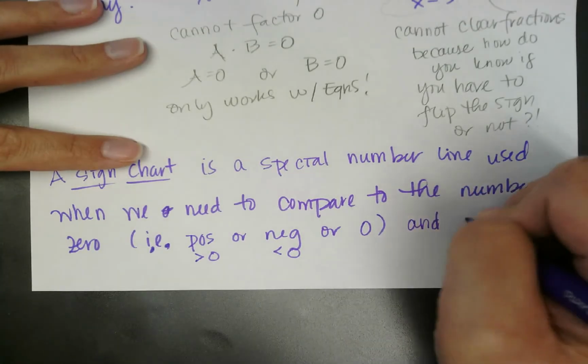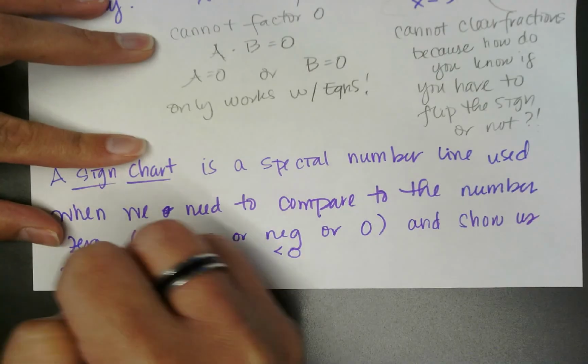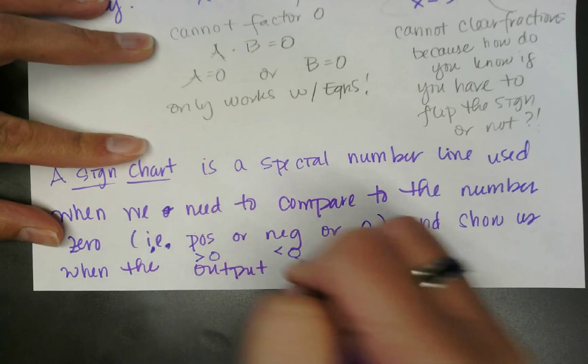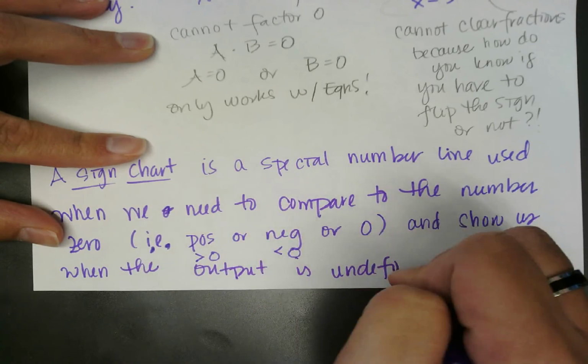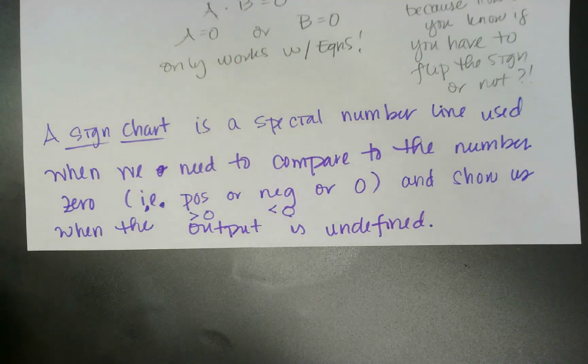And it shows us when the output is undefined. So I'm kind of condensing all this. This is all the stuff you were supposed to learn in 1050.